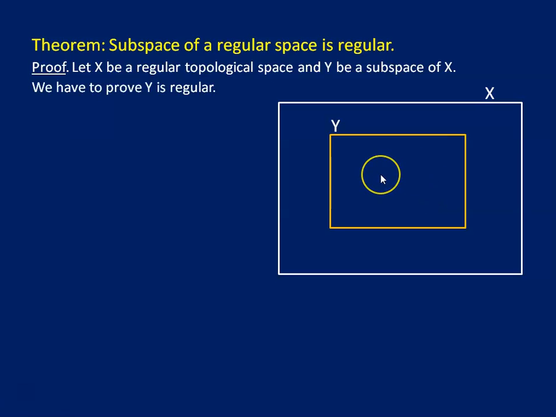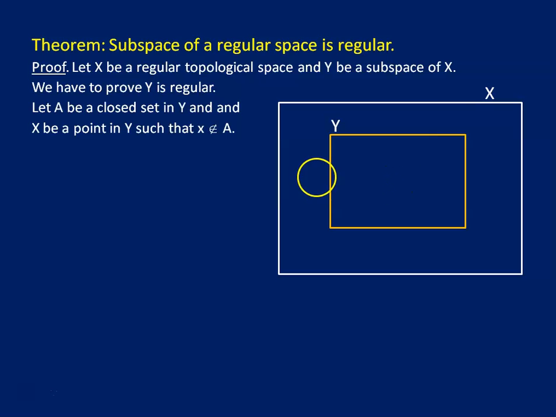To prove Y is regular, we have to prove that for every closed set and a point outside it, there must exist two disjoint open sets U and V, where U contains that point and V contains the closed set. Let us take a closed set A in Y. A is closed in the subspace Y. And here we have a point X in Y which is outside A.